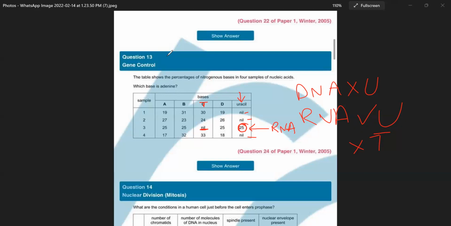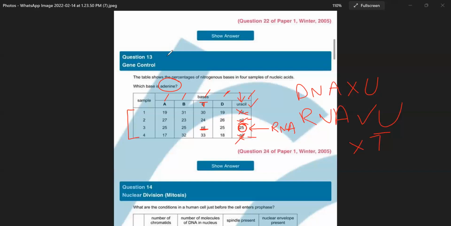So all of these are T. Like I told you, all of this table is correct. It did not say right answer or wrong answer. It just says which base is adenine, whether A, B, C, D, or uracil. You have to use this sample box given down here, this experiment box, to decide. Out of this experiment box, we used number 3 because we had one piece of information given, uracil. Nil is coming here, uracil is 25 over here, uracil wasn't present here and here, it's present here, which means what is not present here? Nil. And what can nil be? It can be T, right?